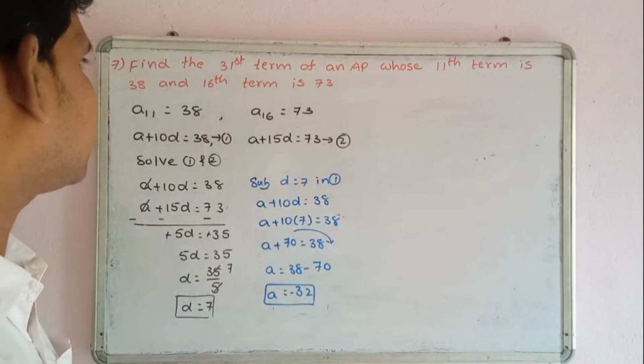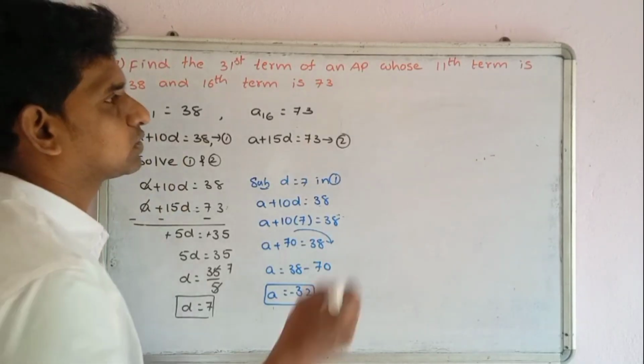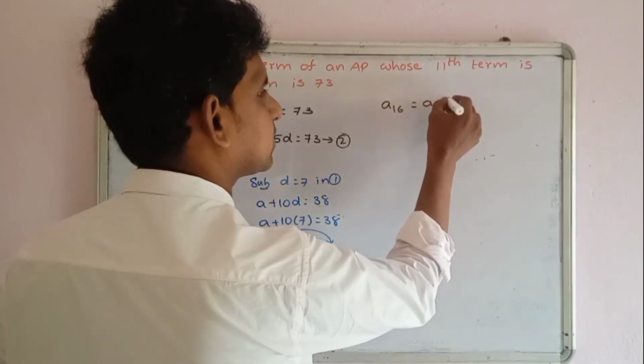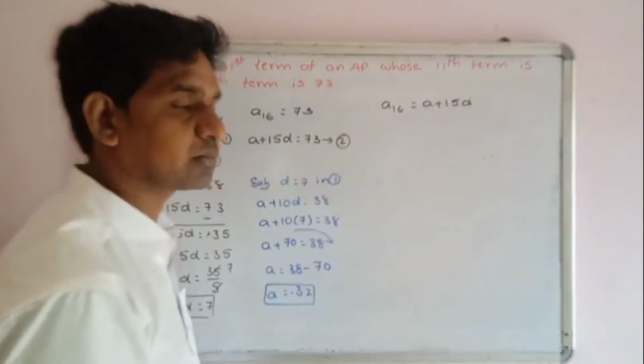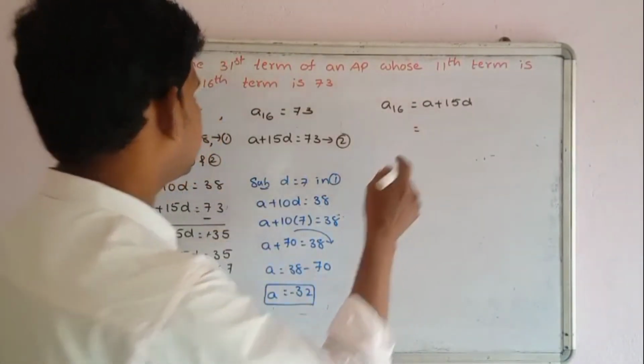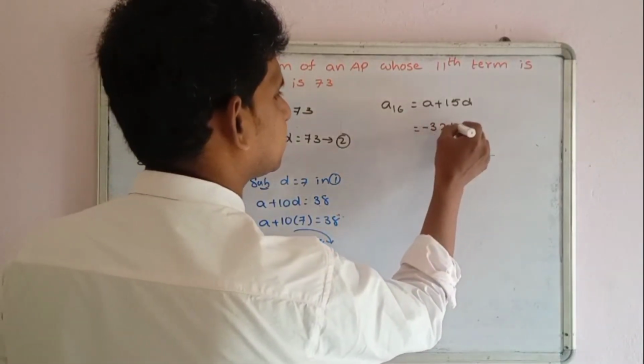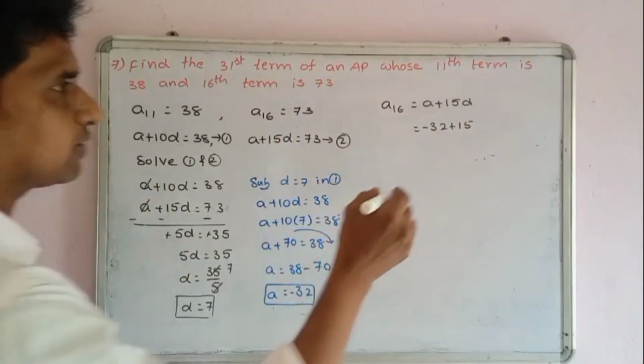Now we will find the value of the 16th term. So A16 is nothing but A plus 15D. So the A value is minus 32, plus 15 times the D value, 7.